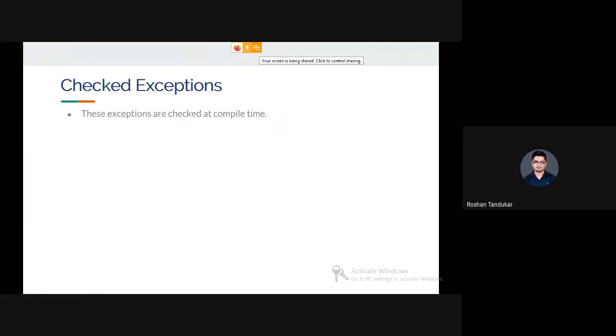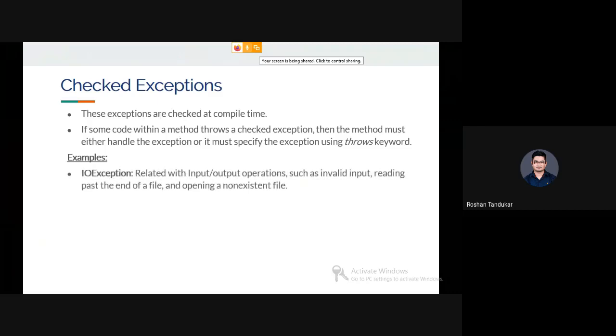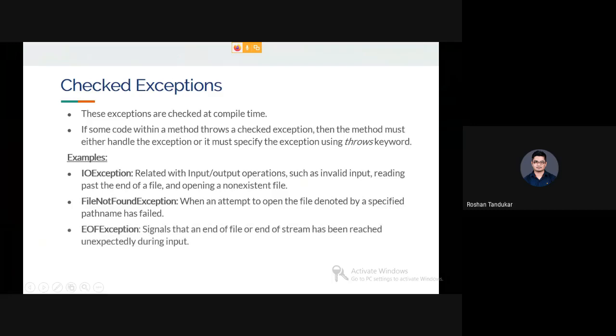Now the checked exception. As I have told, those are the exceptions which are identified or checked at compile time. While you are compiling the program, such kinds of exceptions will be identified. And if some code within a method throws a checked exception, then the method must either handle the exception or use the throws keyword. That means you can manually throw such kinds of exceptions as well, or you can do that by using throws in the method. Some examples you can see there are IOException, input output exception, FileNotFoundException, and EOFException, that is end of file exception.